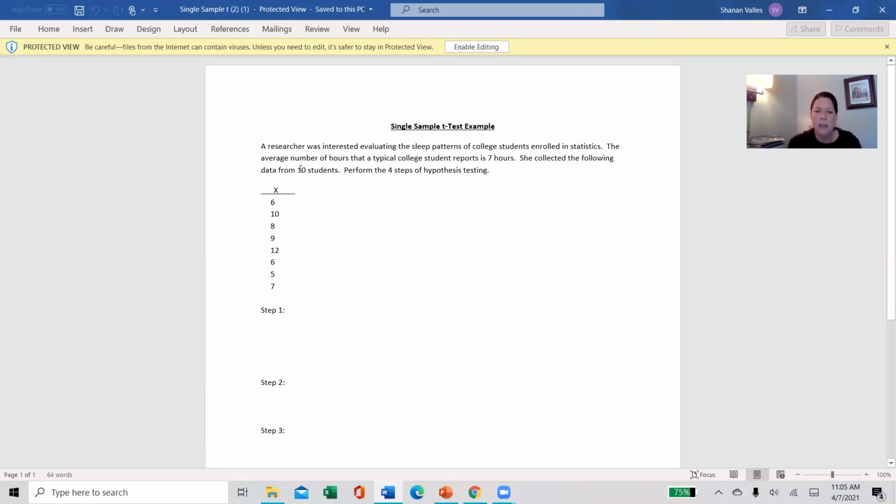For anybody looking, our 10 students, so that would be our N, our sample size is 10, okay? And then here it's saying that the average number of hours for a typical college student, so we would use 7 as our population mean, okay? You will need to calculate your sample mean by getting the average of our sample.